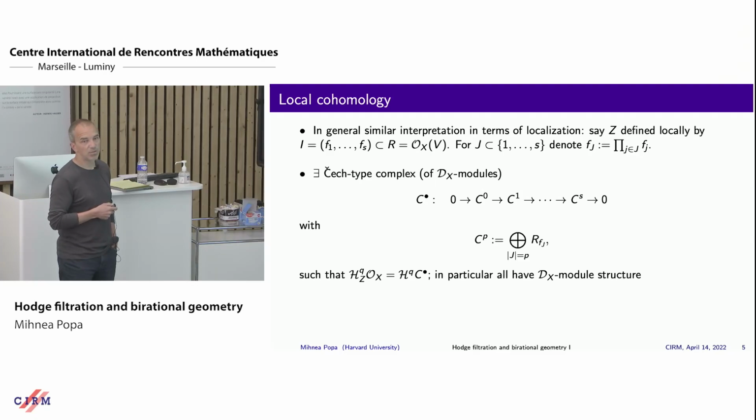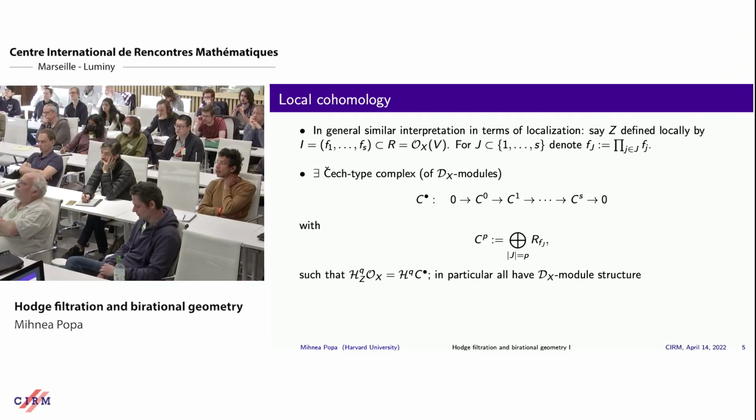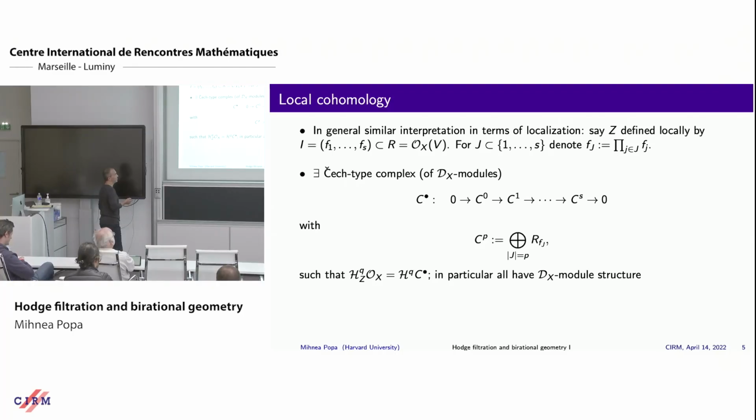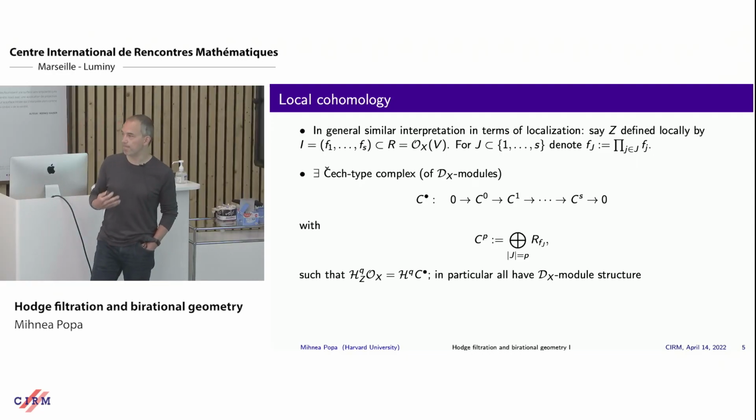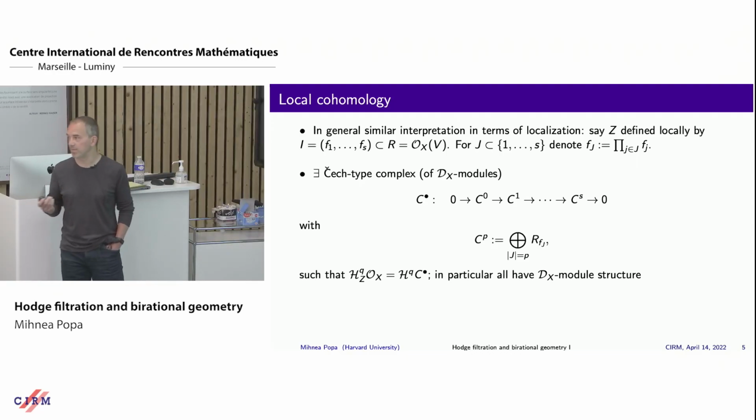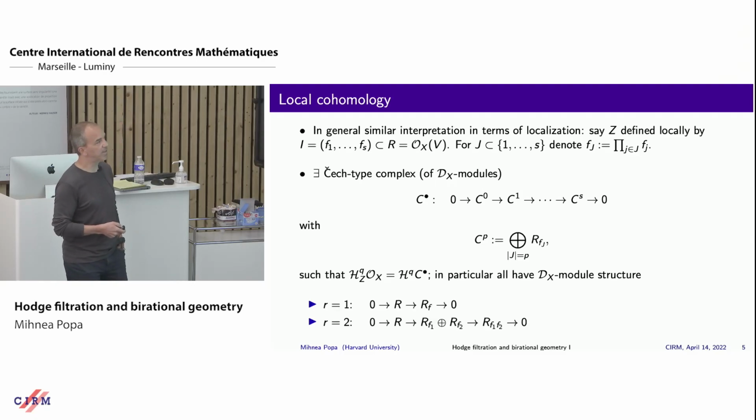Okay? So every entry in this complex is a direct sum of localizations, and these are maps of D-modules. And it turns out that local cohomology can be identified with the cohomologies of this complex. Okay, so in some sense, we reduce to the localization case, but in a rather more complicated fashion. Okay, it starts pretty easy.